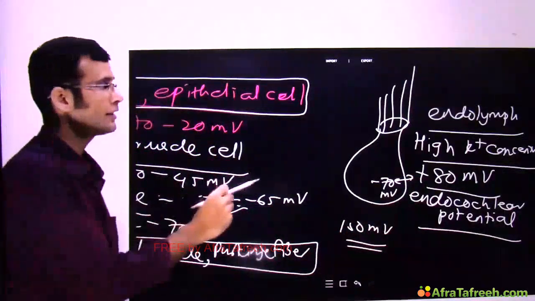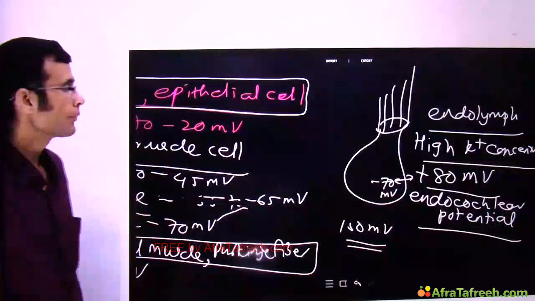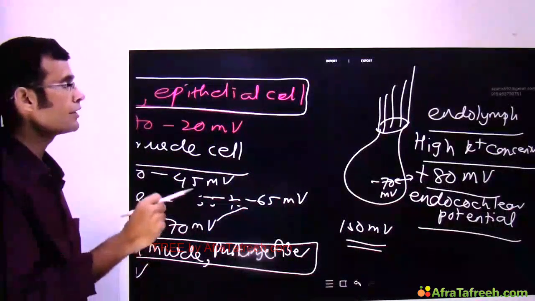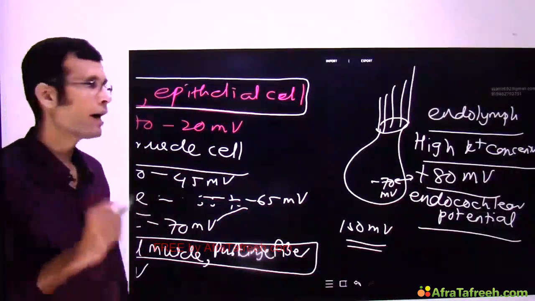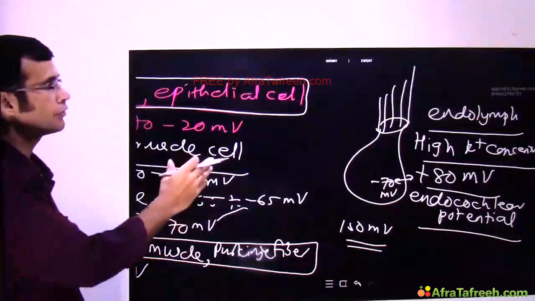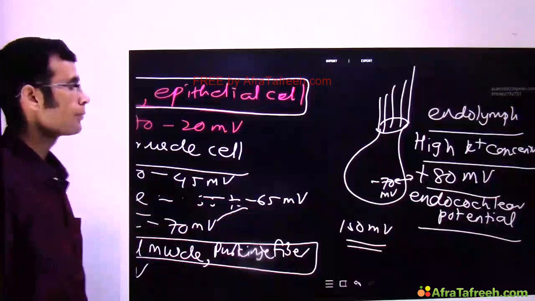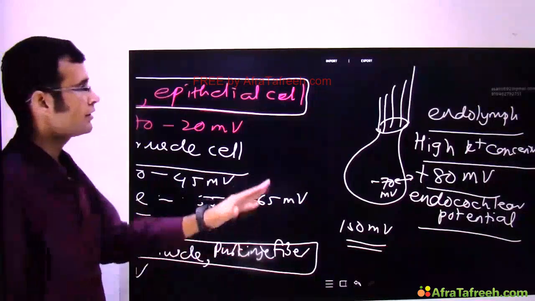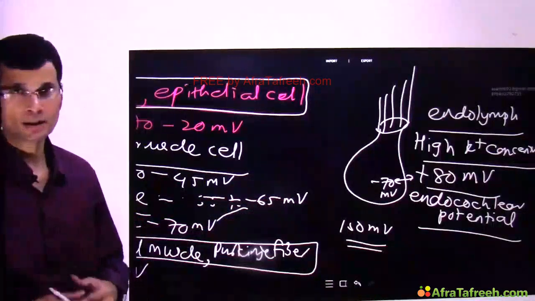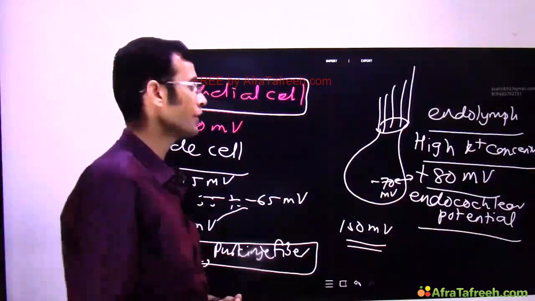This is the highest in the body. Therefore, transmembrane voltage difference or electrical gradient would be highest for which cell? The answer would be hair cell in our labyrinth, 150 millivolts. This makes the hair cell among the most excitable cells in the body.